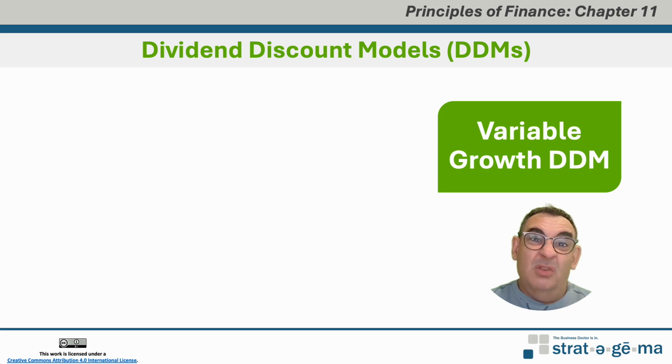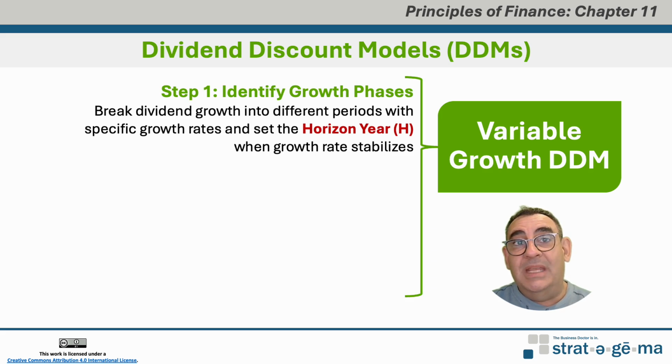So how do we value a variable growth stock? Well, we've kind of been doing it already. In essence, there are 3 steps. The first is to identify the growth phases. So we'll break that dividend growth into different periods that may have specific growth rates. So we can have a growth rate of 2% for 3 years, of 4% for 5 years.